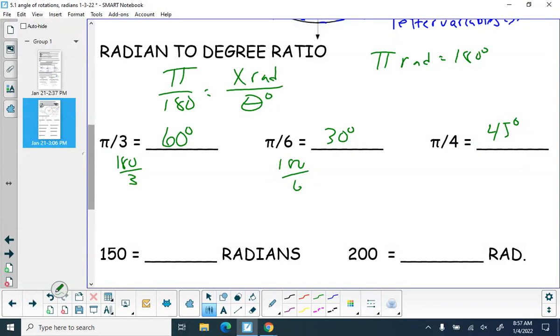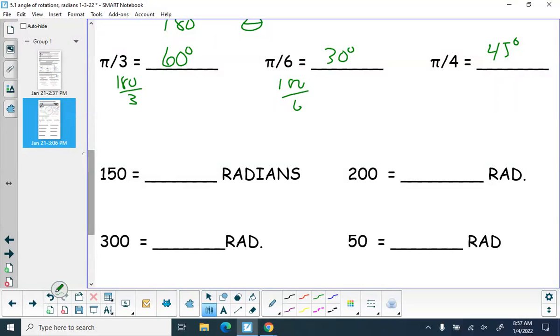If I have 150 degrees, I want to convert this into radians. We have pi over 180 is equal to x radians over 150 degrees. Now, once again, we are converting to radians, we want to leave things in terms of pi.